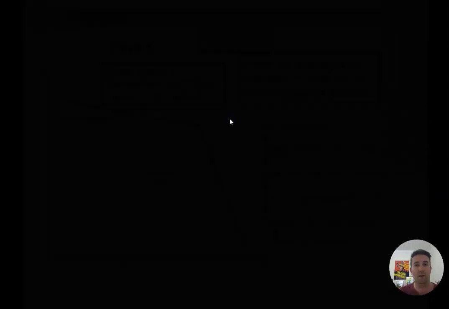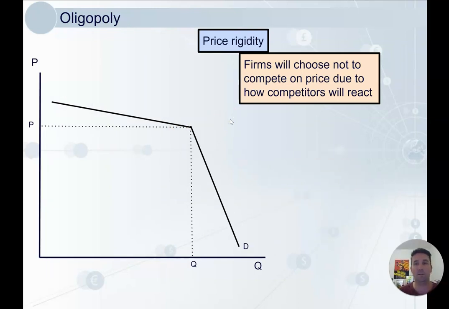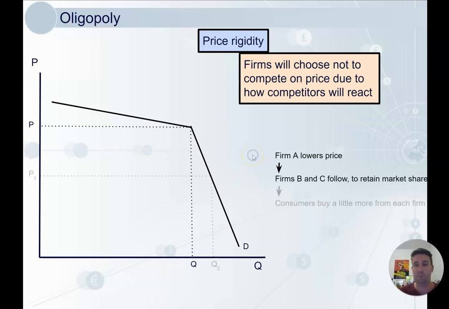Okay, let's look at what happens when they lower the price. So here, firm A lowers the price. I think, oh, let's get more market share, right? Firms B and C will follow. They will also lower their price. They want to retain the market share. They're going to defend their market share. So they will lower their price as well. So lower price, they will sell a bit more.